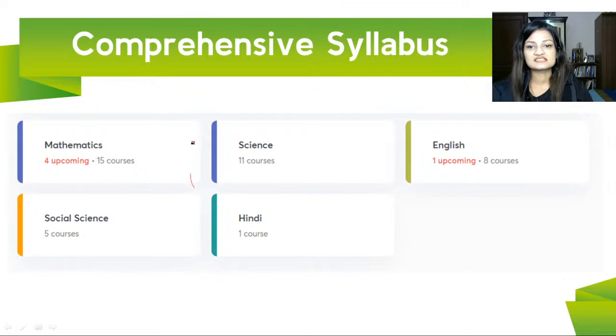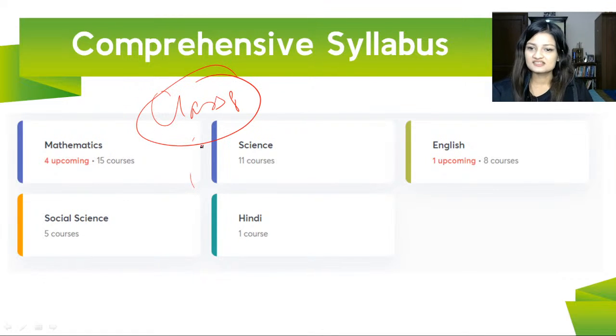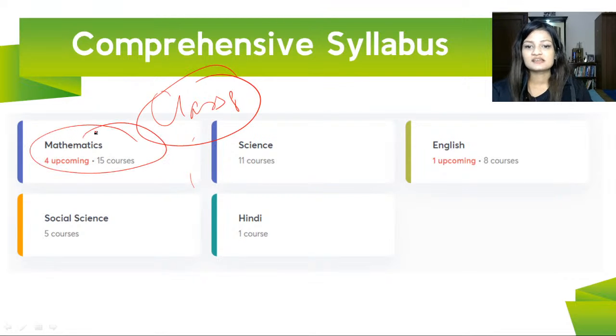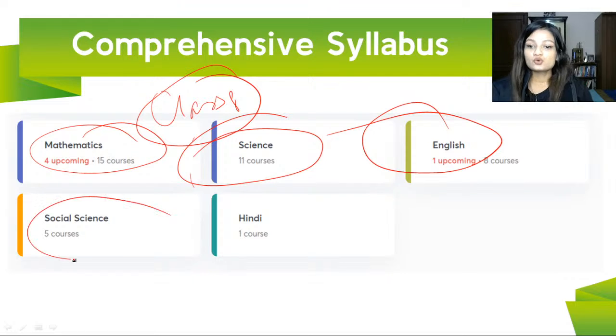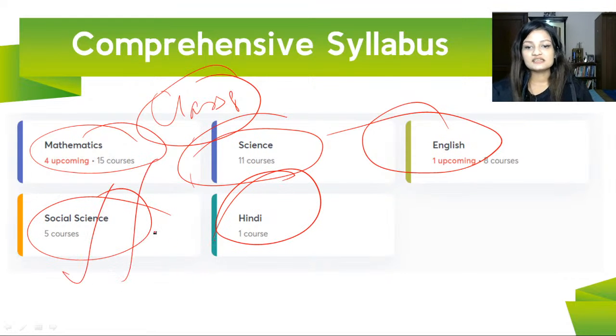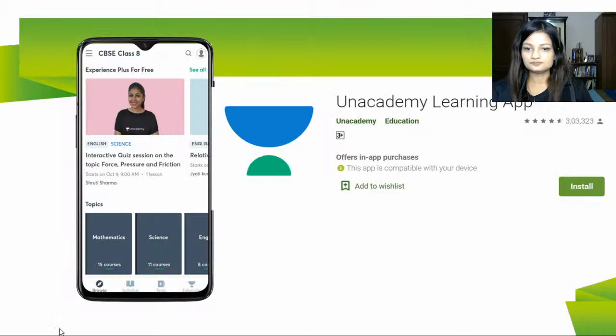Lastly, as I have already stated, for class 8, we would be covering the syllabus in a very comprehensive manner. That means that mathematics is going to be there, science is going to be there, English is going to be there, social science is going to be there, Hindi is going to be there. So I am going to basically be taking social sciences for you all. I hope that is understood.